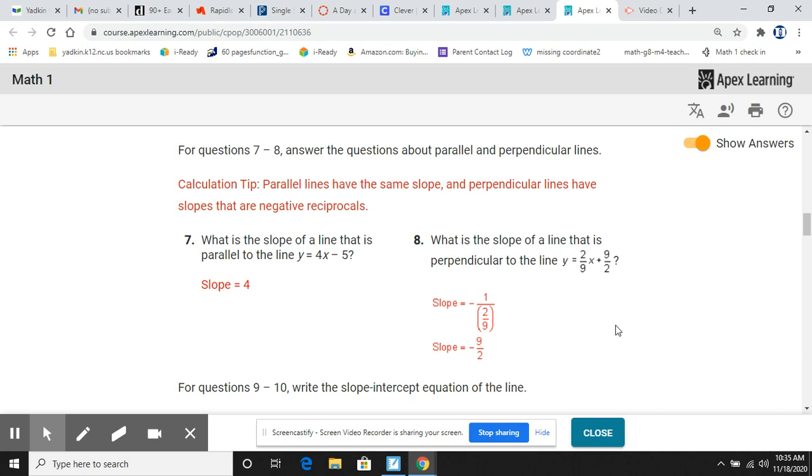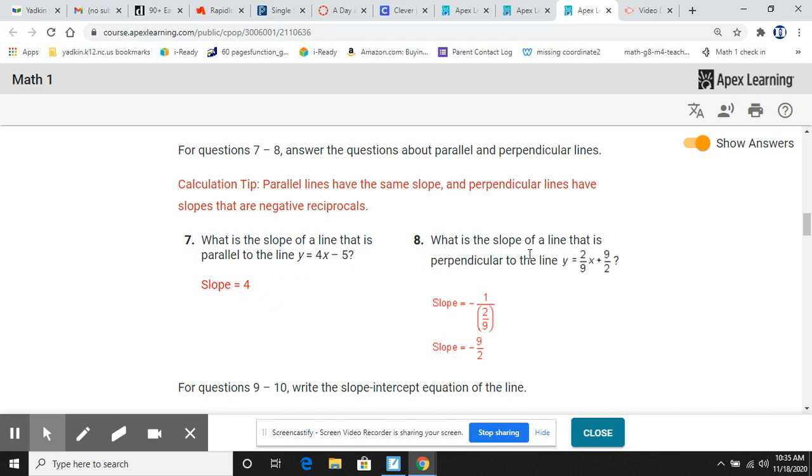Number 7, what's the slope of the line? It's right there, 4, mx plus b, 4. Number 7, let me back up and read this a little slower. What is the slope of the line that is parallel to this equation right here? Remember, if they're parallel, the slopes are the same, so the slope would have to be 4.